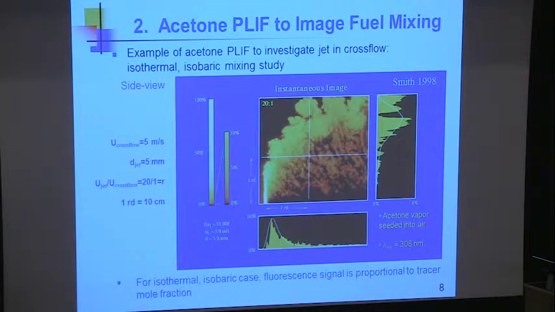How would you see them? A single shot image of this mixture fraction, structure that you see. And of course you can look at this along different lines. This is the distribution along the vertical line. The excitation is 308. This was seeded in air. We did this in air.